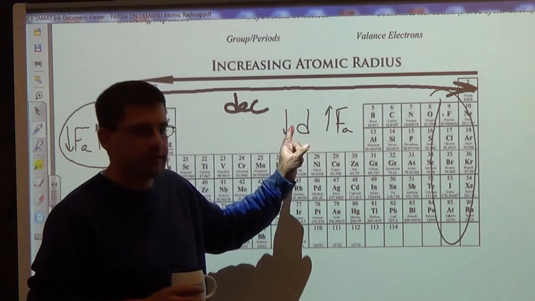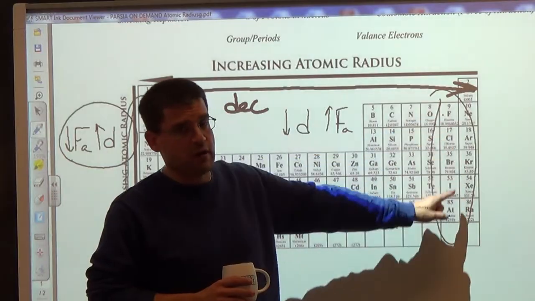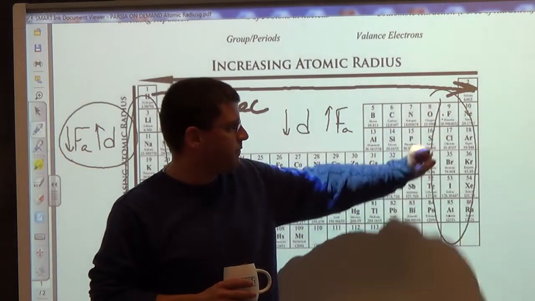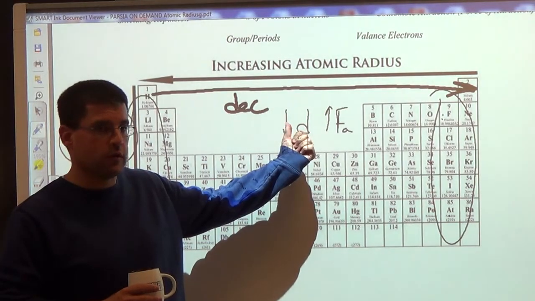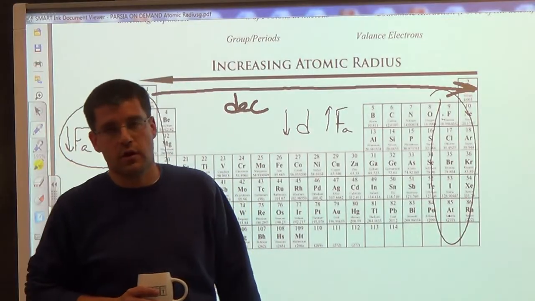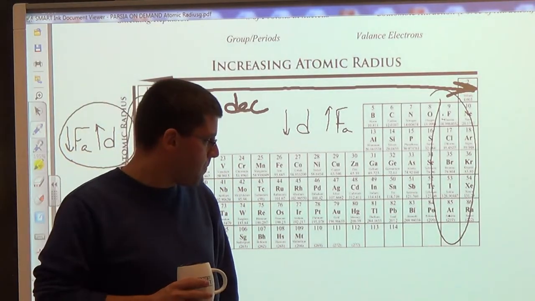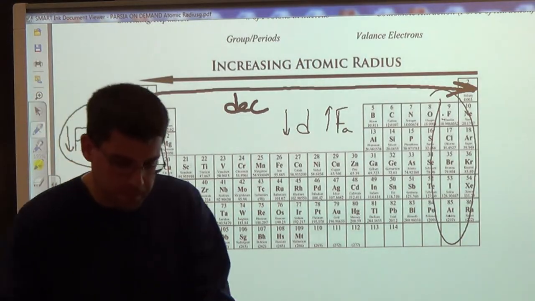Okay, but anyway, back to this. So which one is going to be the most reactive halogen? They're all very similar in terms of reactivity, but it's going to be fluorine, because it's got the smallest distance to the positively charged nucleus, therefore the greatest force of attraction. Therefore, that's the most reactive nonmetal. Okay? So again, there you go. Nice summary on how to work those problems.